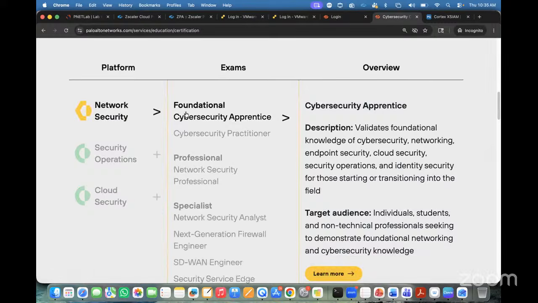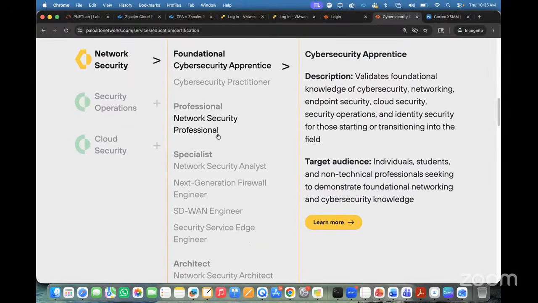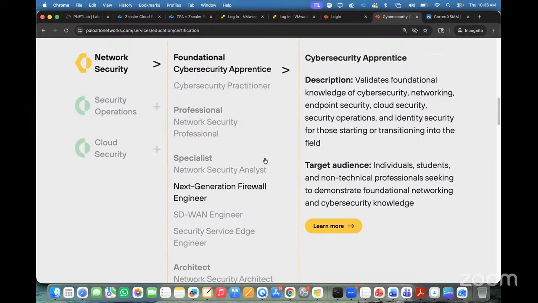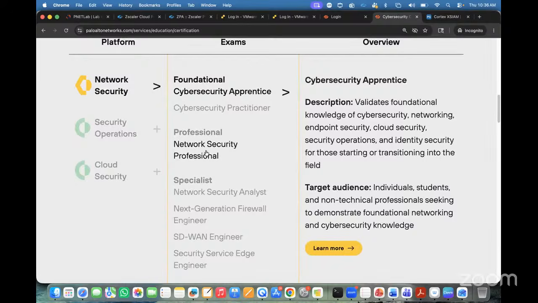Now after that, let me focus on the network security apprentice module, means the network security. And then once you complete this, you have multiple options. You want to become a network security professional, you want to become a network security analyst, a next generation firewall engineer, SD-WAN engineer, or service edge engineer, or architect. We are not targeting network security professionals, not the analyst. We are targeting the next generation firewall engineer.